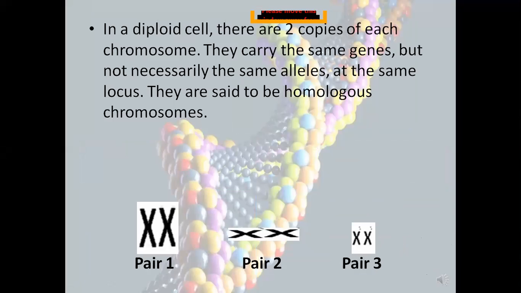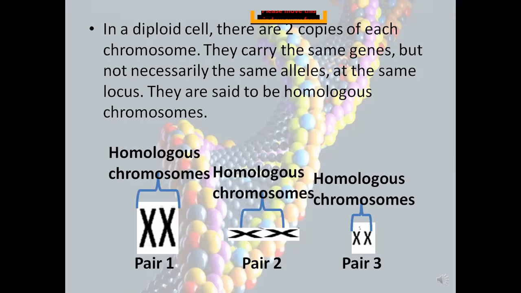In the diploid cells, we have two copies of each chromosome, as we said. They carry the same genes, but they don't always carry the same alleles. Maybe they carry different alleles at the same locus. When they carry the same genes but not necessarily identical alleles, they are called homologous chromosomes.